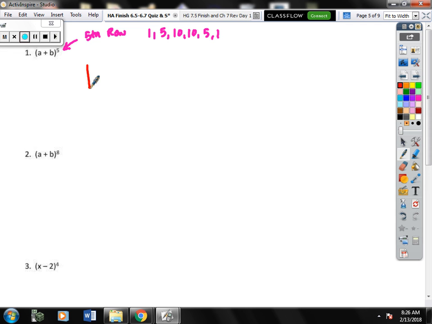So this would be 1, a to the 5th. Technically, it's b to the 0, but we know b to the 0 is really 1. Now, since it's a plus, we will continue with positives, so plus 5. Now, the a variable will decrease one value, so a to the 4th. The exponent for the b will go up 1, so b to the 1st. Bring down our next coefficient, which is a 10. We'll have a to the 3rd, b to the 2nd. Remember, the sum of your exponents is always going to get you back to 5.